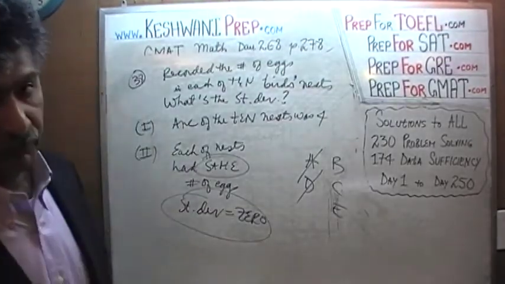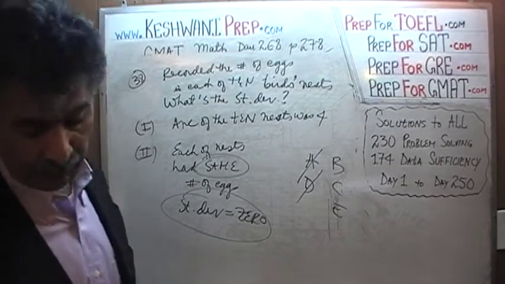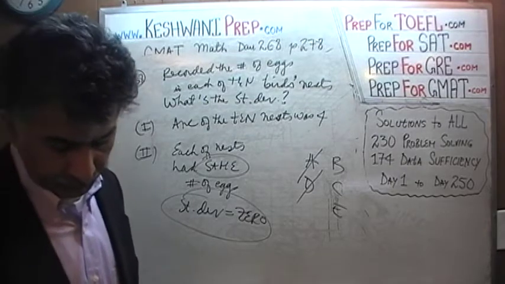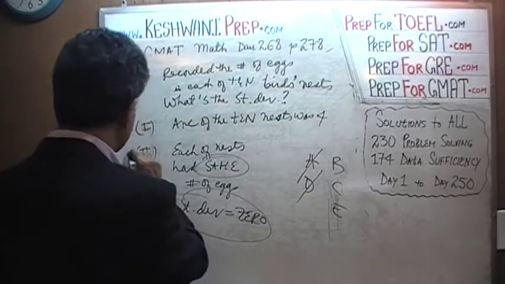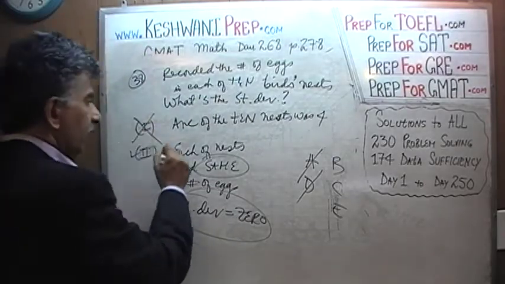There is no deviation from the norm. There is no deviation from the average. The observations are all the same. You understand? The answer is B. The second statement by itself is enough. The first statement was not. The answer is B.